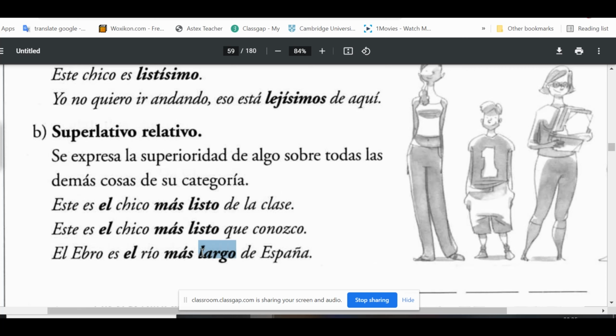Largo, long. So largest, kind of. The largest river in Spain. El Ebro is the largest river.